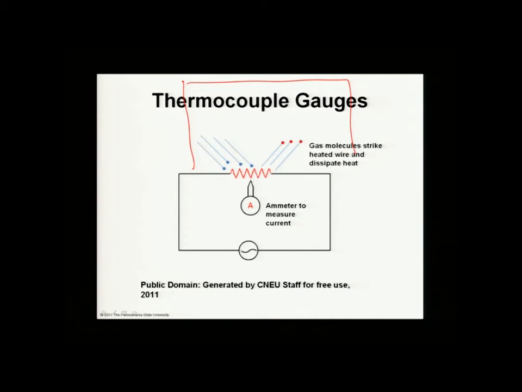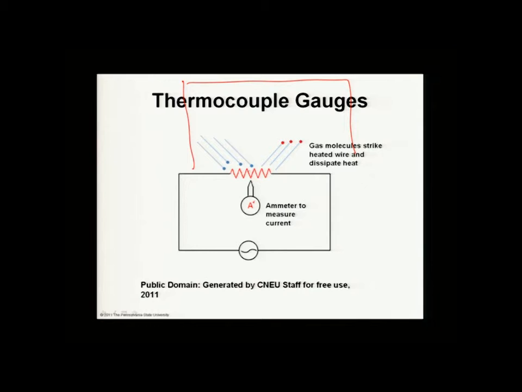Gas molecules strike the heated wire with the thermocouple, and then you measure the current, and this can be operated, for example, at a constant current, and you measure the temperature. Or you could change the current to make sure you have a constant temperature here, and the current, therefore, would be a measure of the pressure, directly proportional to the pressure.